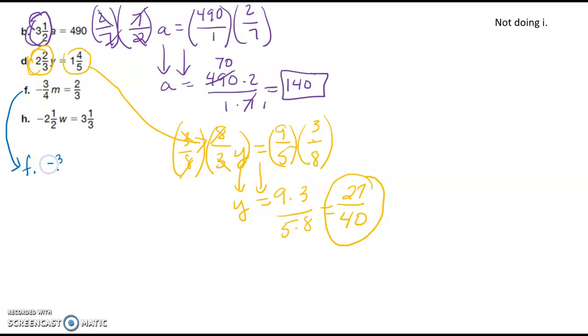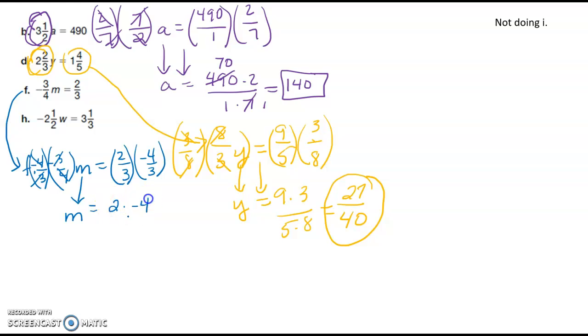So F, I have -3/4 m is equal to 2/3. I'm going to multiply by the negative reciprocal, or just by the reciprocal, I guess. I'm not really multiplying it by -1 either. So 3 over 3 cancels, 4 over 4 cancels. I get m, and I have 2 times -4 over 3 times 3, which is -8 over 9, and that is my answer. You can see that I took the negative with me, and then a negative times a positive is a negative.